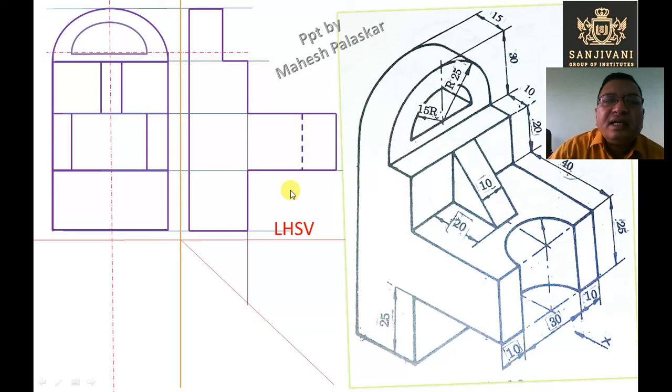Now we go ahead and we draw a dashed line here. The distance of this dashed line from this line is 15 mm, because this is a semicircular slot, its diameter is 30 mm and radius is 15 mm. This radius is 15 mm only, okay? Therefore this dashed line is drawn.